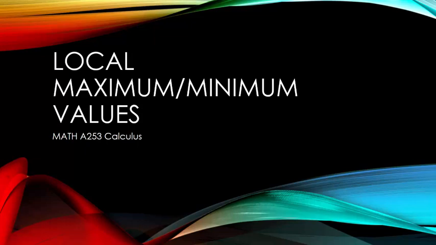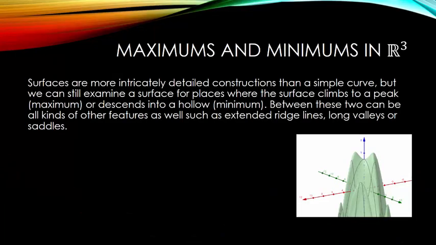Now I want to talk about local maximums and minimums when I'm working with two or more variables. When I have maximums and minimums in R3 space, my surfaces are far more intricately detailed than a simple line in R2 space. But I can still examine a surface for places where the surface climbs to a peak, which is a maximum, or descends into a hollow, which is a minimum.